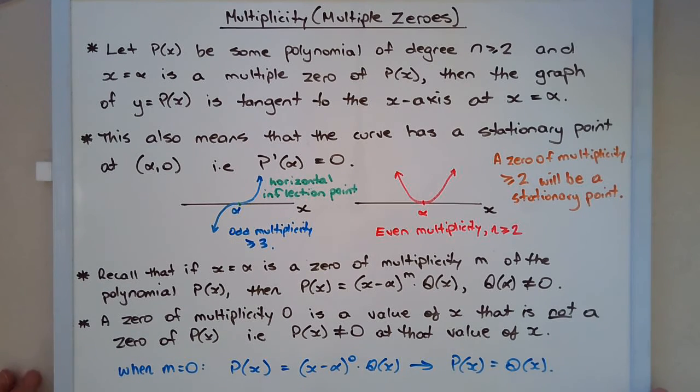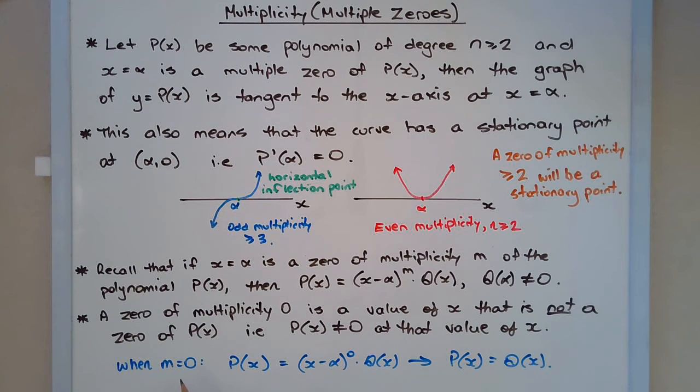And just to highlight that, when m equals 0, so multiplicity equals 0, then p of x equals (x minus alpha) all to the power of 0. And of course, x can't equal alpha because then you'll have 0 to the power of 0, which is undefined. So p of x equals (x minus alpha) all to the power of 0 multiplied by q of x. This will become just 1, since anything to the power of 0 is 1 apart from 0 itself. Therefore, p of x just equals q of x.